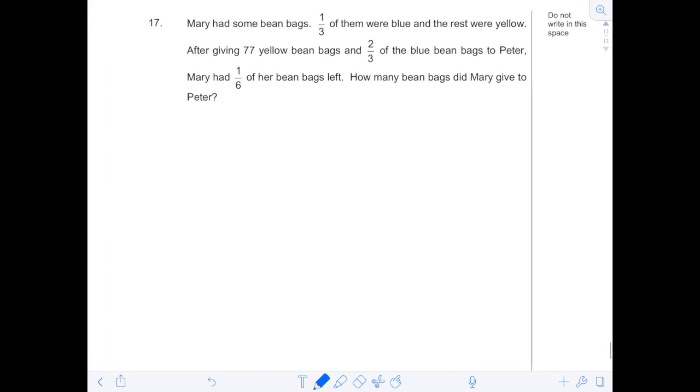Question 17, last question. Mary had some bean bags. 1/3 of them were blue and the rest were yellow. After giving 77 yellow bean bags and 2/3 of the blue bean bags to Peter, Mary had 1/6 of the bean bags left. How many bean bags did Mary give to Peter? Okay, so let's draw a model. Mary had some bean bags after giving these to.